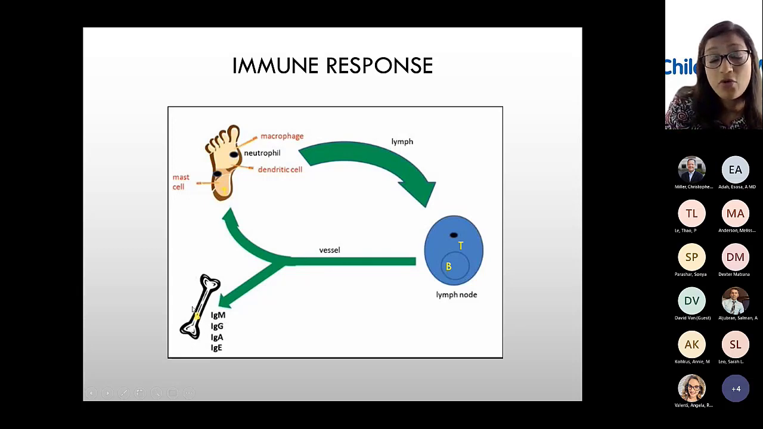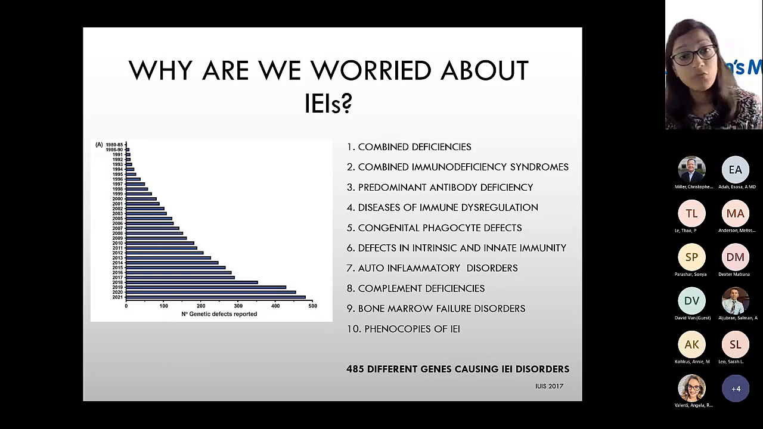They go to the bone marrow, form plasma cells that give rise to IgM, and then that can later switch to IgE depending on the type of infection. So that's how our immune system works overall to fight any kind of infection. So that's just a short version of how our immune system would work.